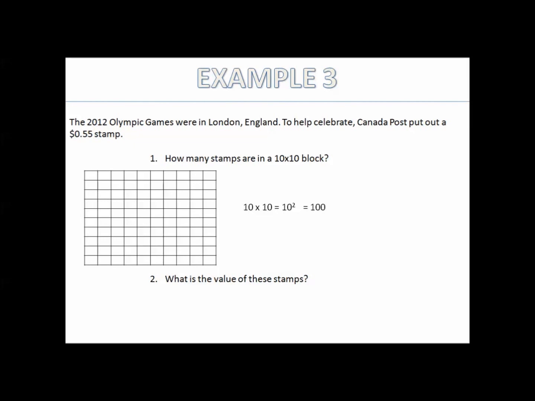And as you can see, a 10 by 10 or 10 squared is also the area of that square because we have 10 rows, 10 columns, so length of 10, height of 10, 10 times 10, 10 squared, or 100. So what is the value of these stamps? Well, as the problem stated, one stamp is 55 cents. So if I have 100 stamps, I have 100 times 55 cents, which gives me $55.